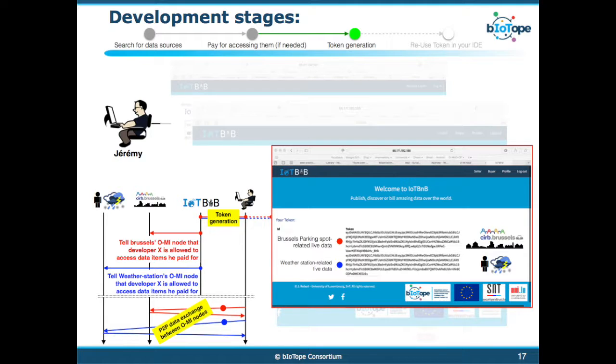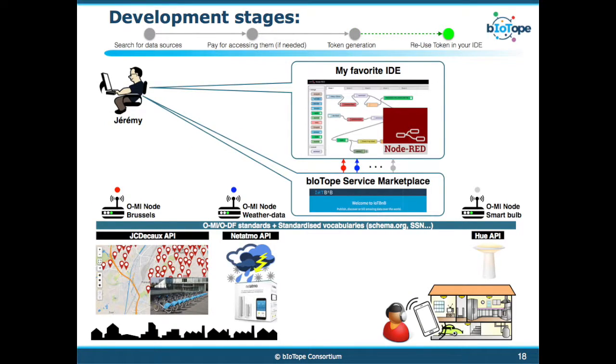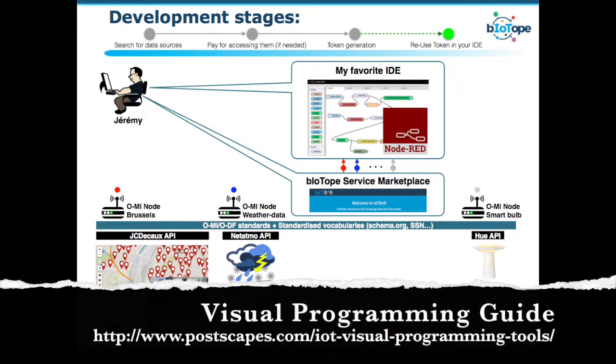It's just an intermediary to find service providers. Then Jeremy can use his favorite integrated development environment, or IDE, to develop his service and associated app. In this demo, we chose Node-RED as favorite tool, which is developed by IBM and enables to wire together APIs and other online services. To this end, the bIoTope consortium has developed an OMI box in Node-RED that I will show in the next slide, but any other visual programming tool could be used instead, a list of existing tools being available at the following URL.